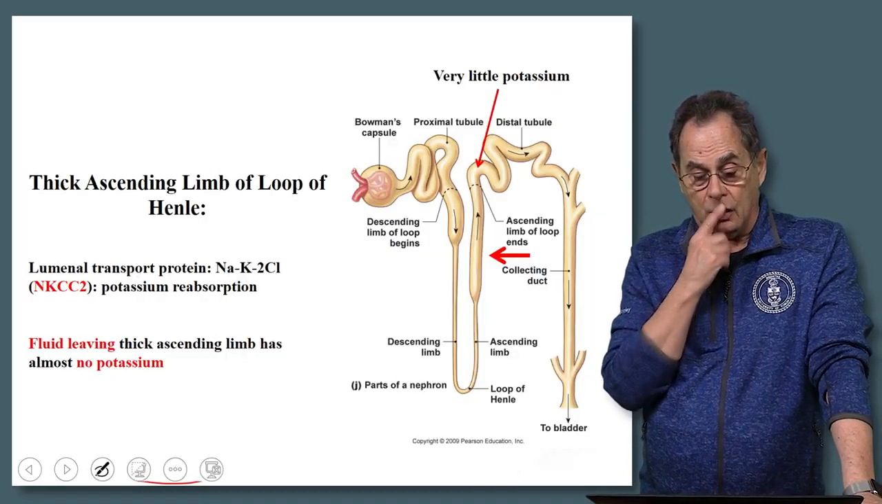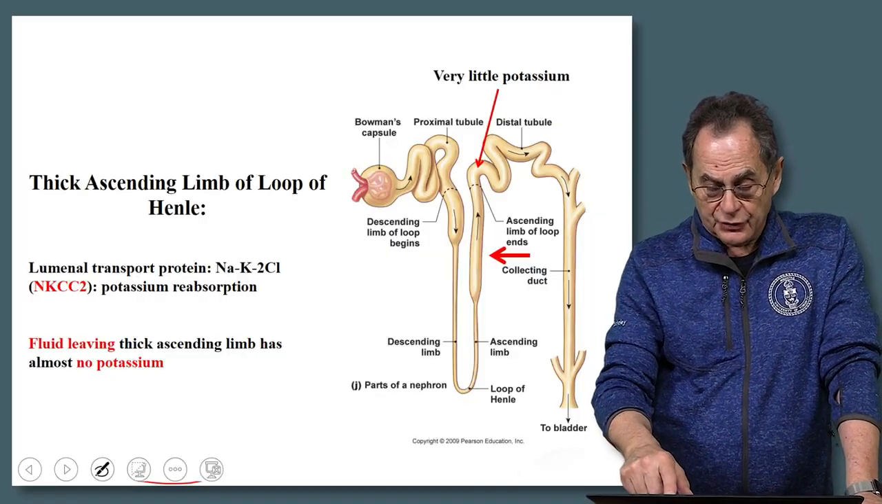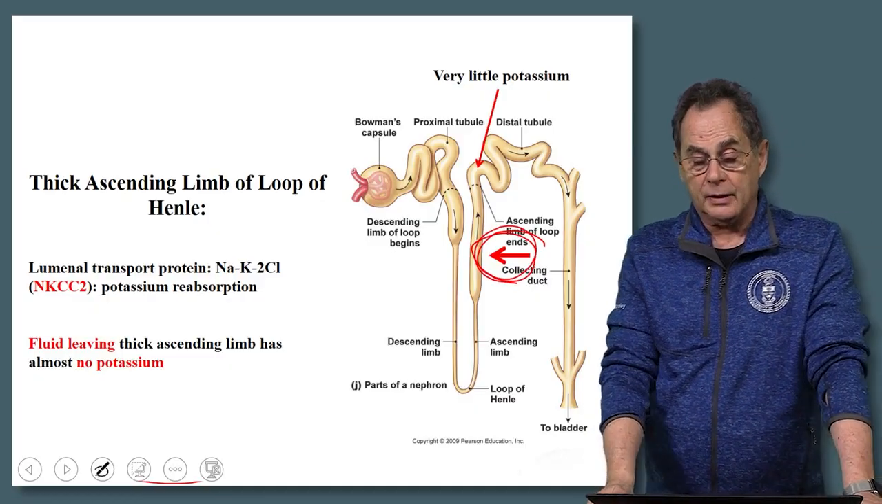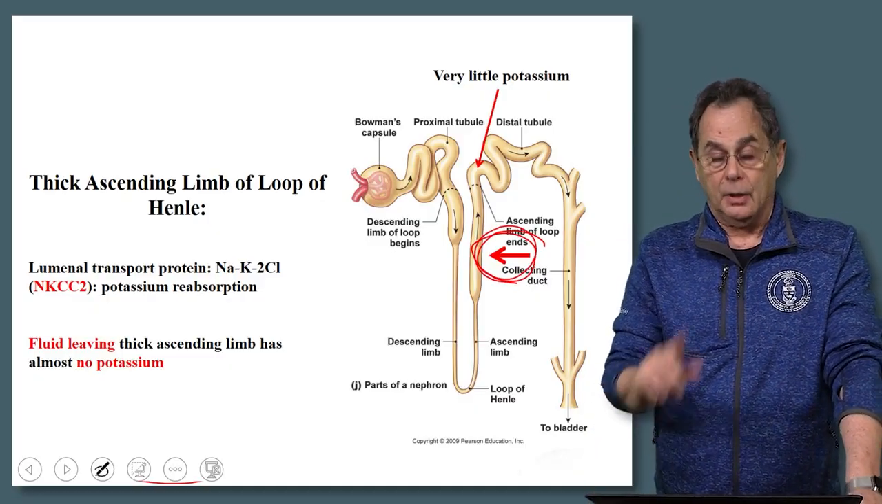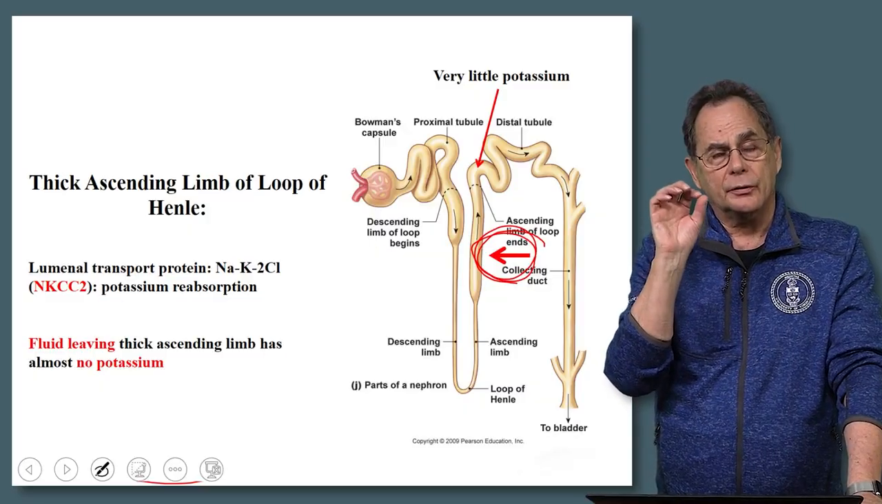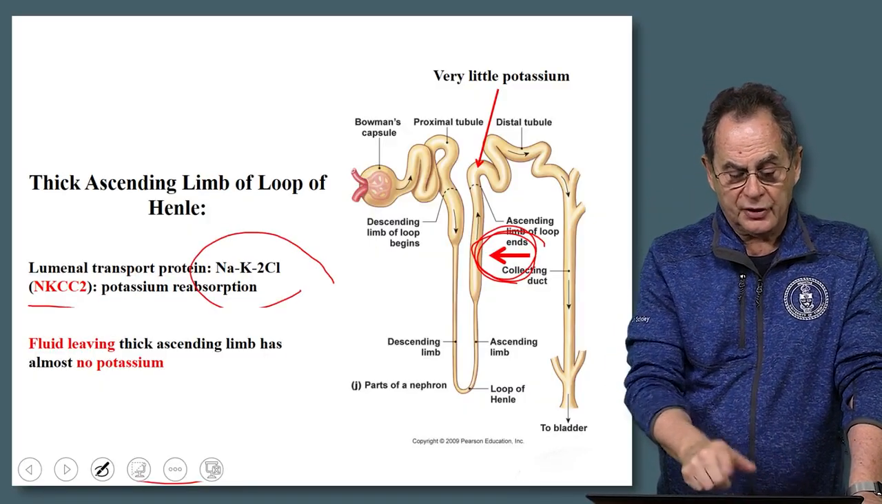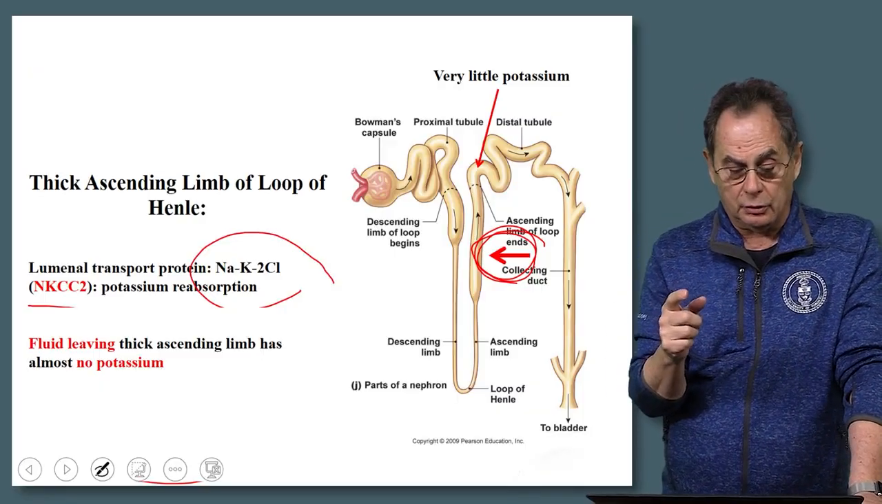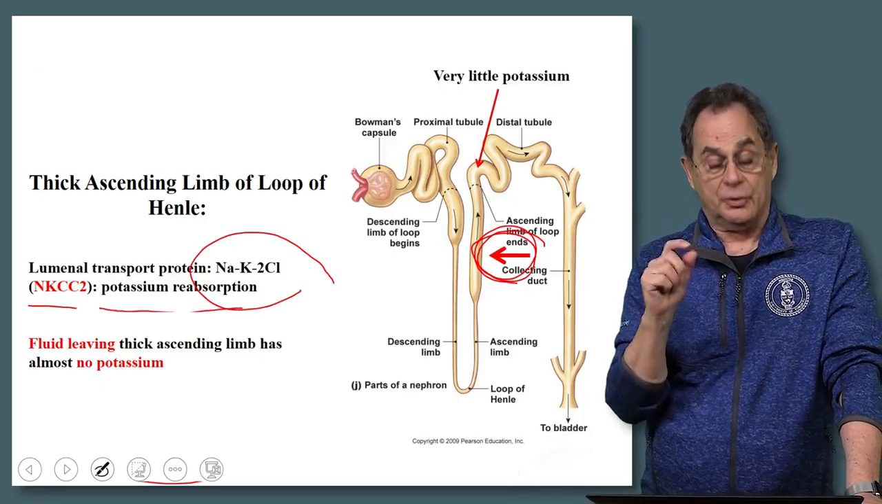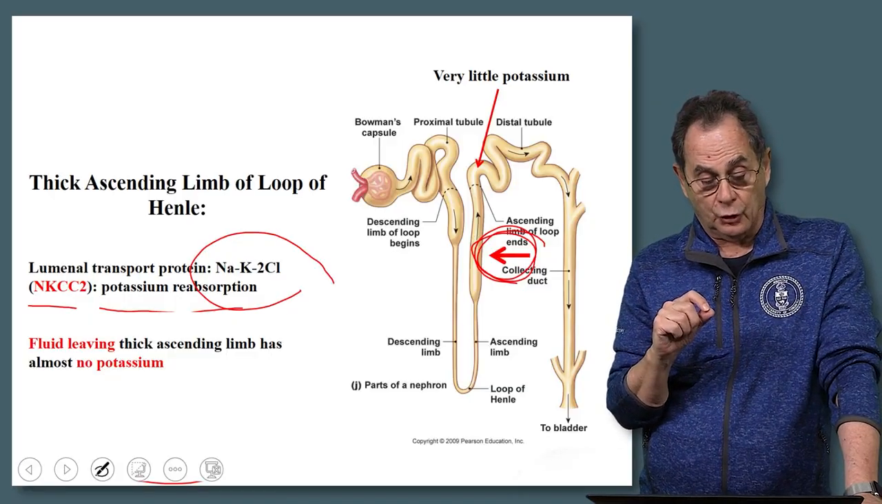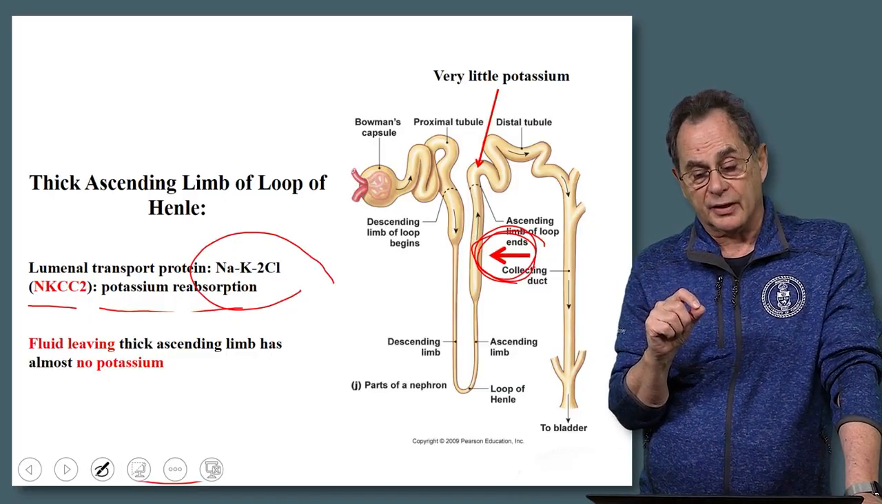Now, the next thing that happens is that potassium is reabsorbed within the thick ascending limb. Now remember, the thick ascending limb has a famous transporter, the sodium-potassium-2-chloride transporter. And that accounts in part for potassium reabsorption. I'm going to show you what the consequence of that is.